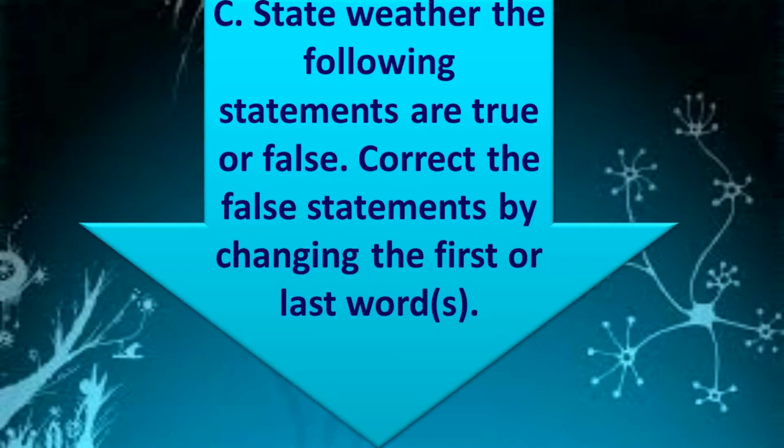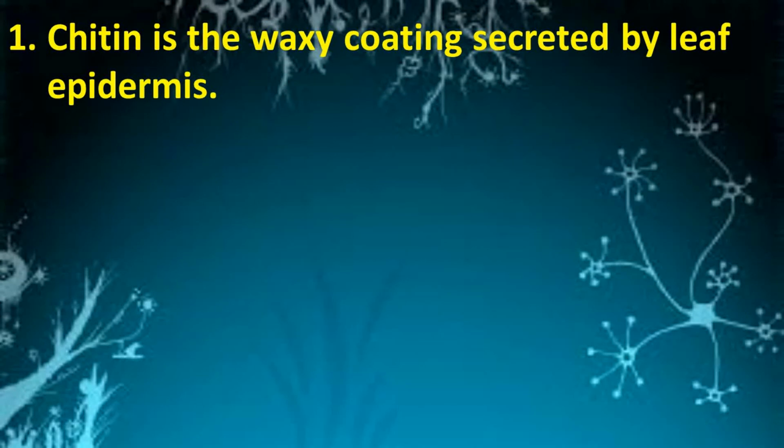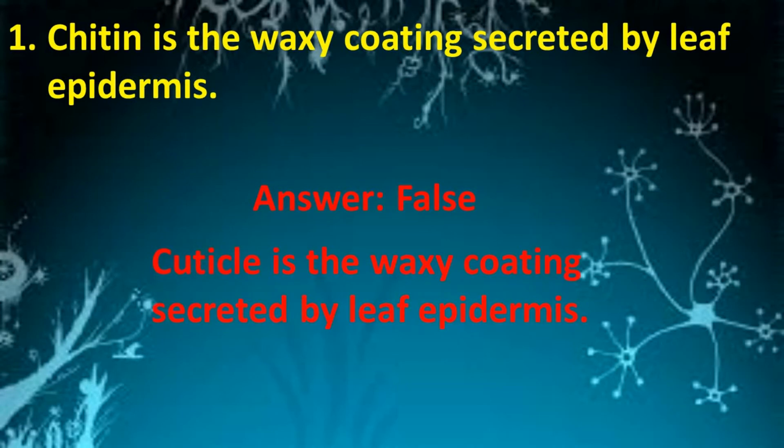many. Next question. State whether the following statements are true or false. Correct the false statements by changing the first or last words. Chitin is the waxy coating secreted by leaf epidermis. Answer is false. Cuticle is a waxy coating secreted by leaf epidermis. Next question.